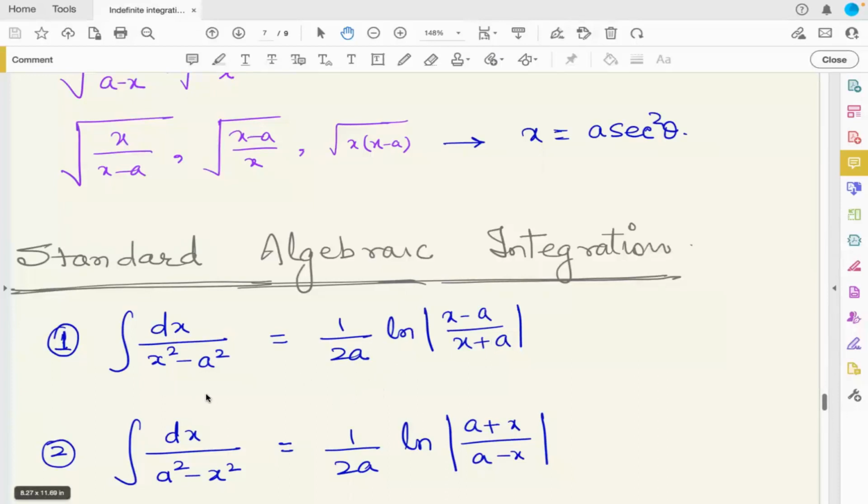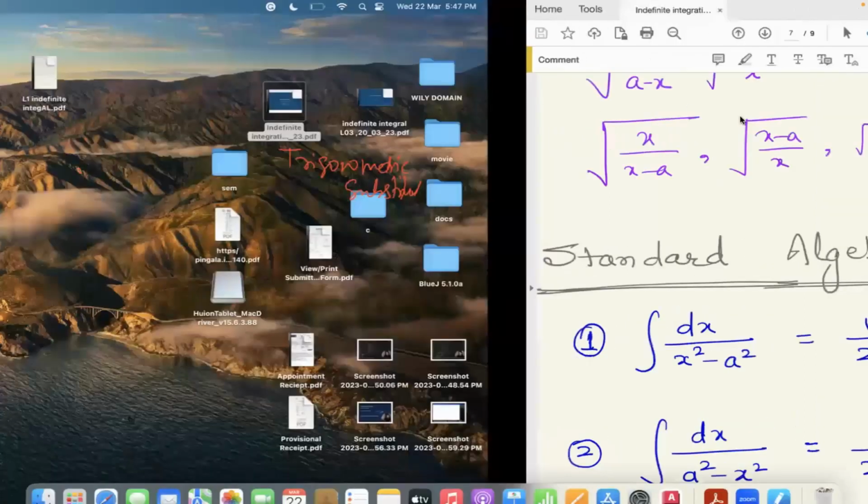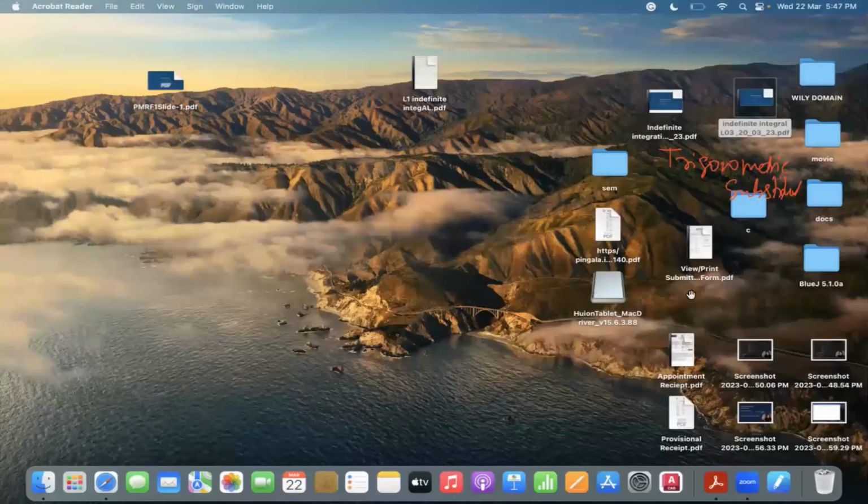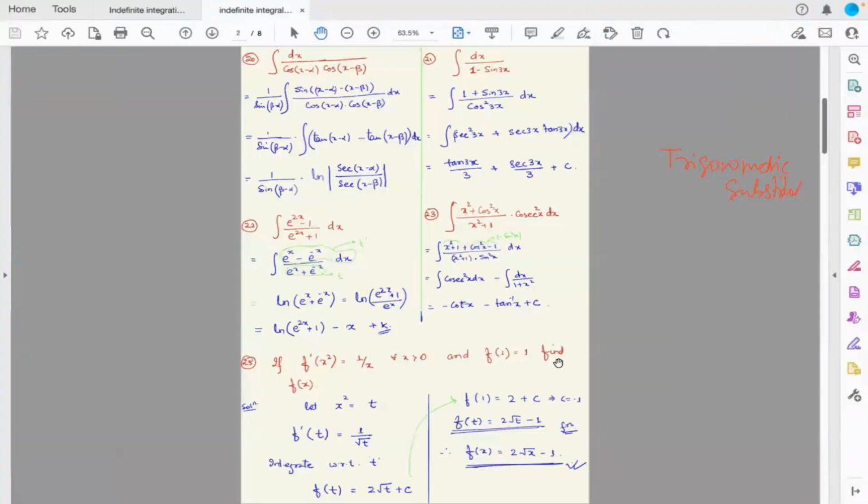Now how did this come? We just studied trigonometric substitution above, right? Look at this, it is of the type x square minus a square, so if we substitute here, look at the trigonometric substitution once, to see what we should substitute here. Wait, sorry for that.